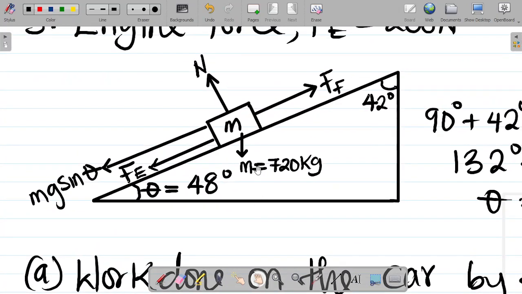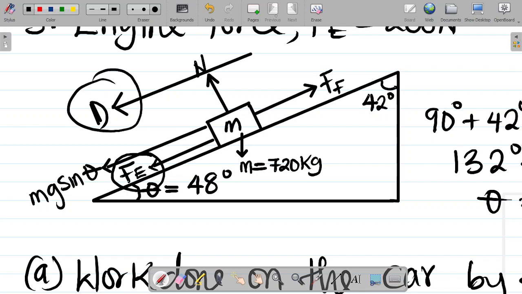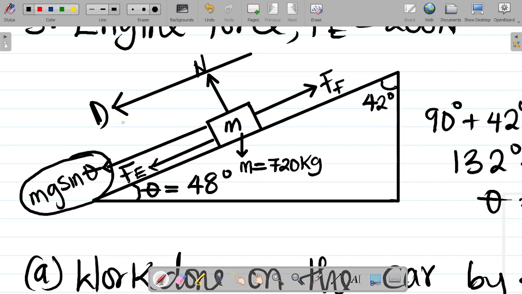Again, apart from this, observe that the girl was driving downwards. That means the direction of the motion of the girl is this way. Let's call this D. So D is simply the direction of motion of the girl. Observe that FE is in the same direction as the motion of the girl, so FE is positive. Again, observe that mg sine theta is in the same direction as the motion of the girl, so it becomes positive.